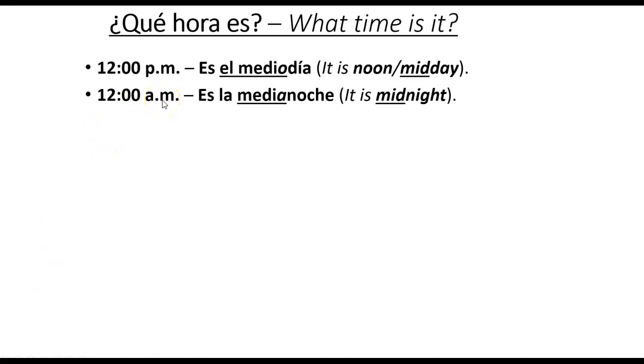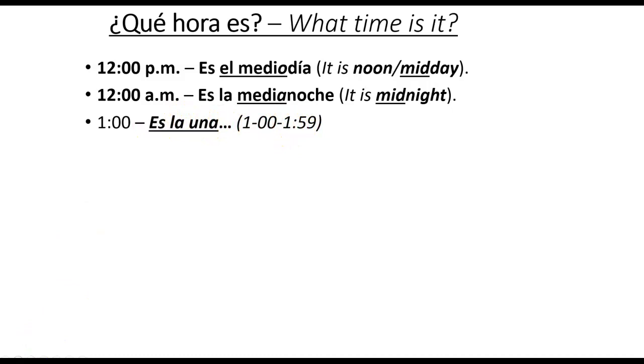12 a.m. in the middle of the night when you're sleeping es la medianoche. It is midnight or middle of the night. Es la una. It is 1 o'clock. It is only 1 hour past 12, so you use the singular es la una. So you use that from 1 o'clock all the way to 1:59.